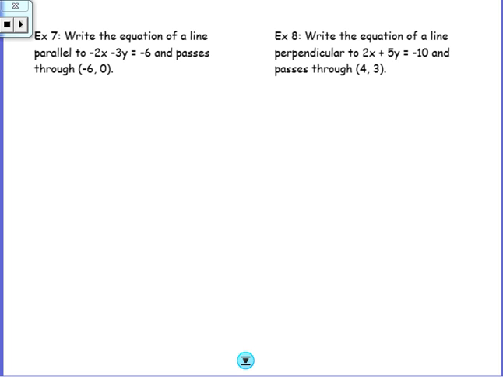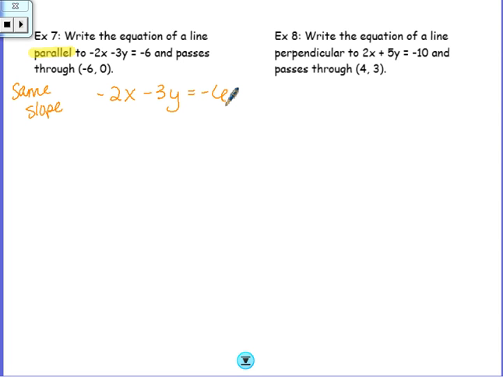All right, example 7 says write the equation of a line parallel to -2x minus 3y equals -6 and passes through the point (-6, 0). So we know that it's parallel. We know parallel lines have the same slope. So if I need the slope that's parallel to this equation, I need to take my equation -2x minus 3y equals -6, and I need to find the slope of that.